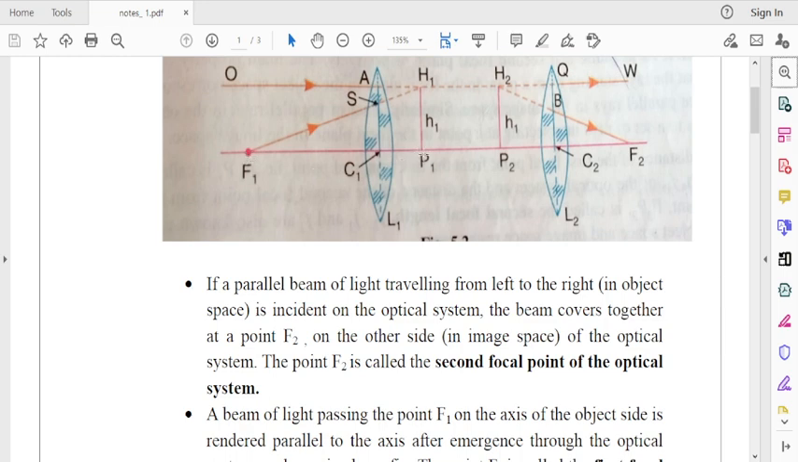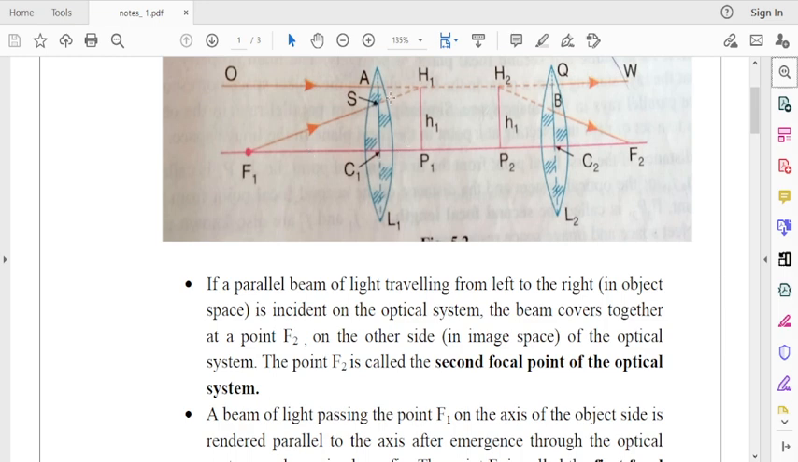This is the first principal point. We have already discussed the principal point and principal plane in the last lecture. Therefore, here the distance between the first focal point and first principal plane is nothing but F1 P1 and is called the first focal length f1.